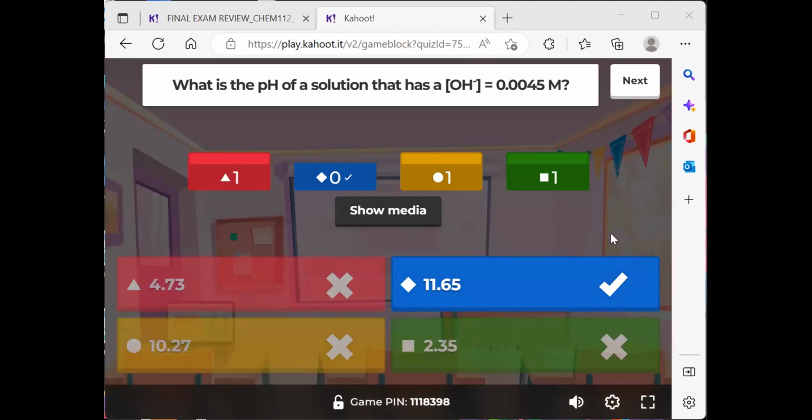If we have the concentration of OH, remember that there are 2 equations that you need to perform. Specifically, you need to find the concentration of H plus and then use the pH equation to find that. This is a concept that we explored in the last exam. Make sure that you practice pH calculations.